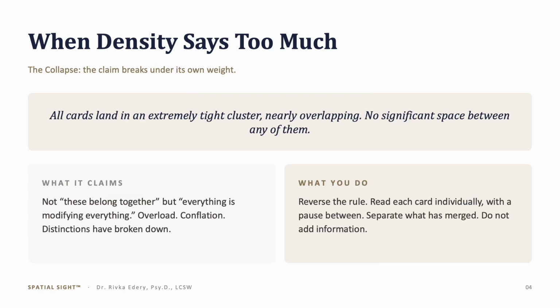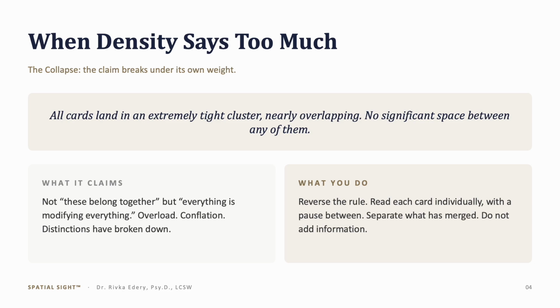Now, the extreme case, and it is the one that proves density is graded rather than binary. Sometimes the cards do not form a cluster. They form a collapse. All of them land in an extremely tight knot, nearly overlapping, no significant space between any of them. And here the claim changes character entirely. A collapse is not saying these cards belong together. It is saying everything is modifying everything simultaneously. Overload, conflation, a breakdown of distinctions, which means, and this is the part I want you to hold carefully because it is the only place in the method where I'm going to tell you to reverse a rule I just gave you, the reading task inverts.